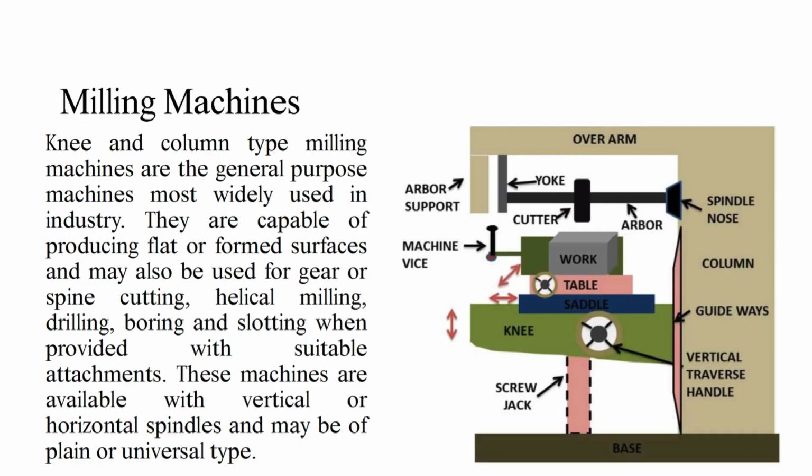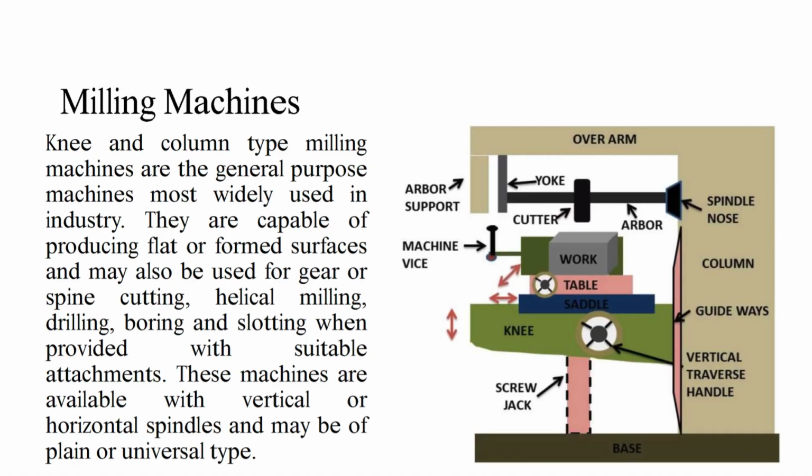Below the saddle is the knee. Under the knee is a screw jack, all resting on the base. On the main column we have the spindle nose, the column itself, the guideways, and the vertical traverse handle. And finally, supporting everything is the base.